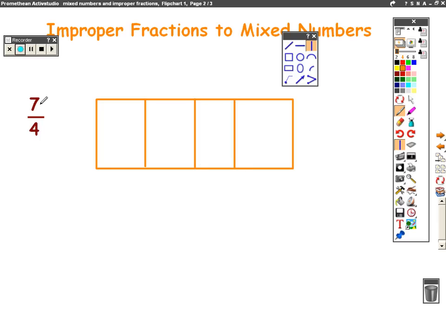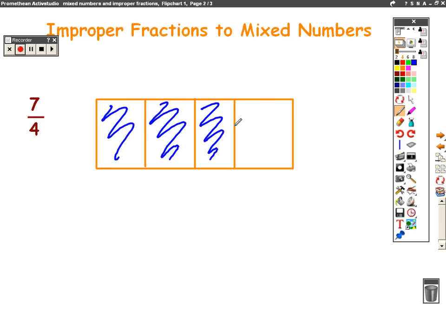My numerator in my improper fraction tells me how many of those 4 size parts I need. So I need 7. So I'm going to start shading in until I have 7 parts. 1 part, 2 parts, 3 parts, 4 parts. Well, I need 7. So I need to draw yet another fraction bar.